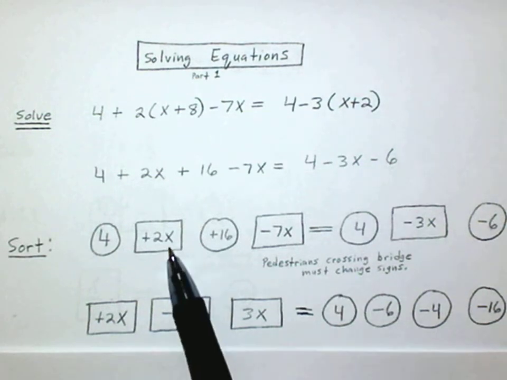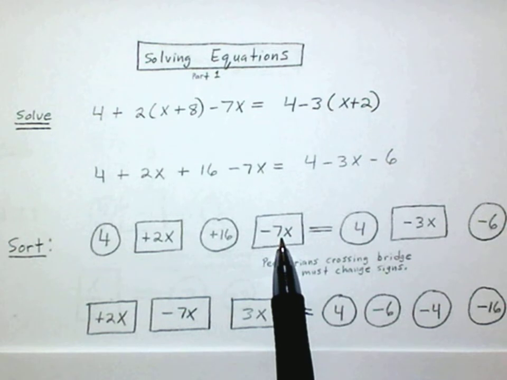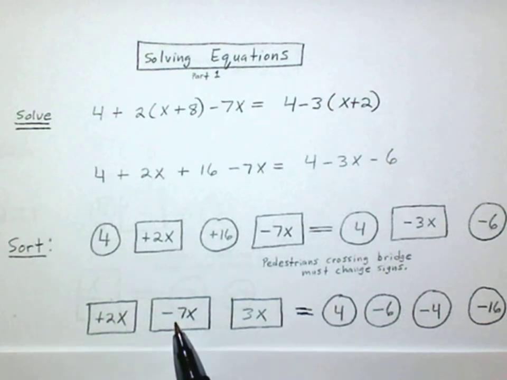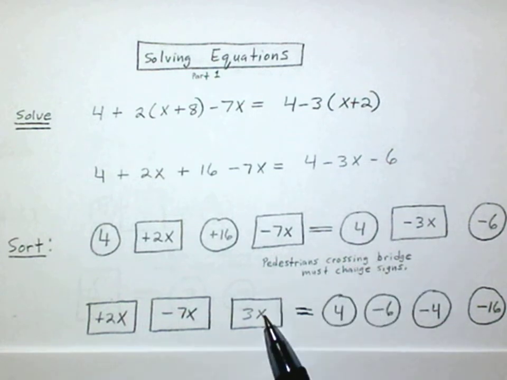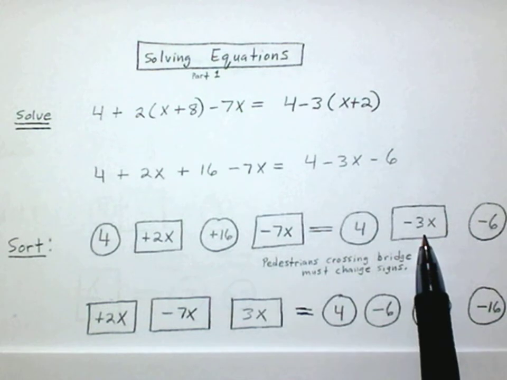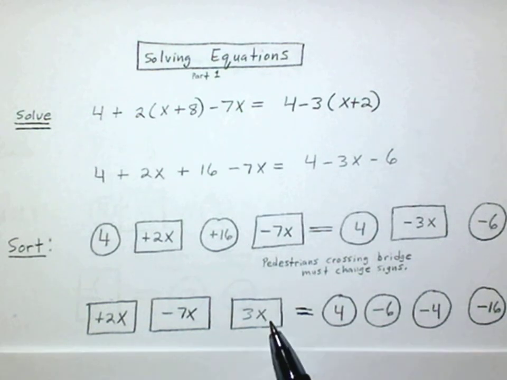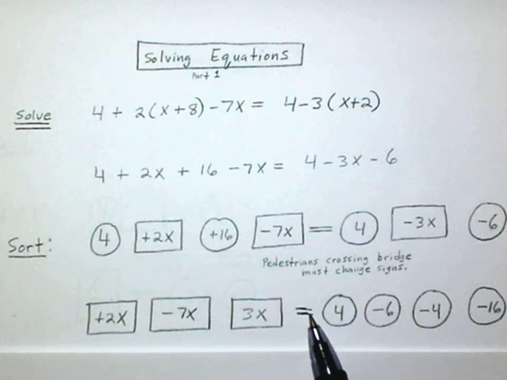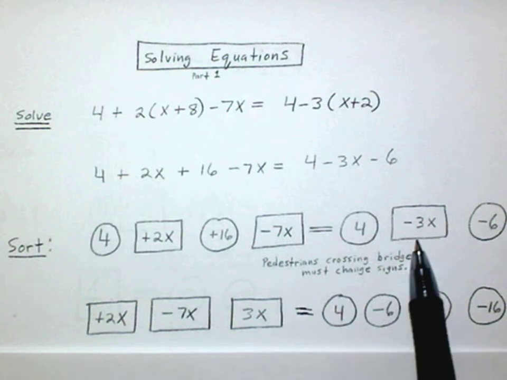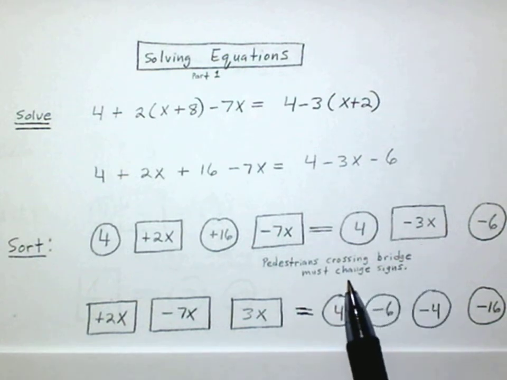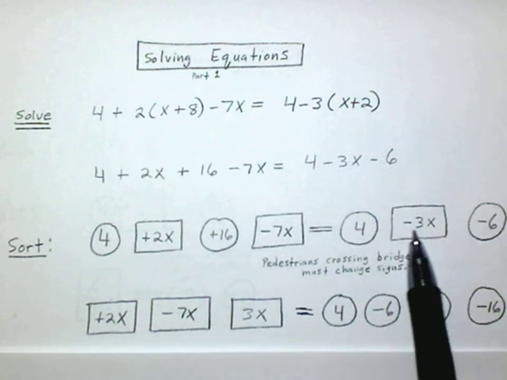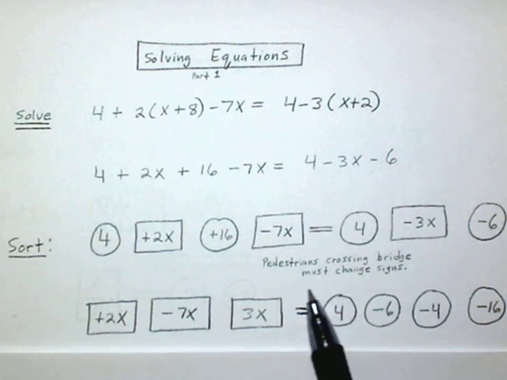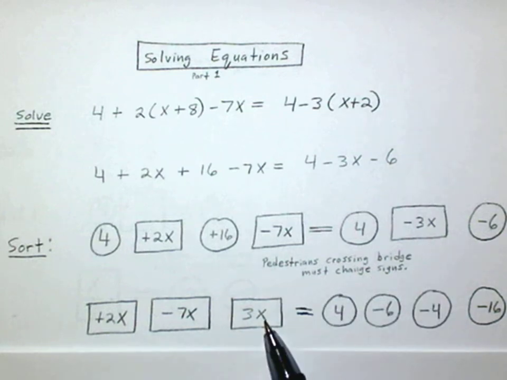Well, I already have 2 boxes on the left, so they're fine where they are. I'm just going to leave them there. I have a box over here on the right that needs to be moved over to the left. Now when we move a term from one side of the equation to the other, we have to go across the equal sign. We can think of that equal sign as being like a bridge. When a term moves across the bridge, it has to change signs. This is very important. So negative 3x moves across the bridge and becomes a positive 3x.